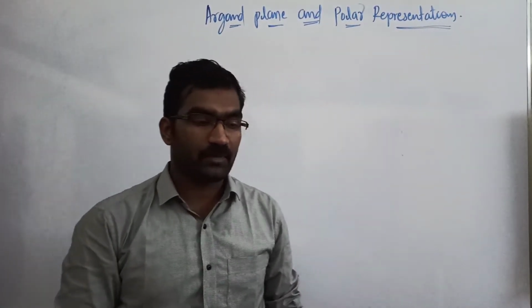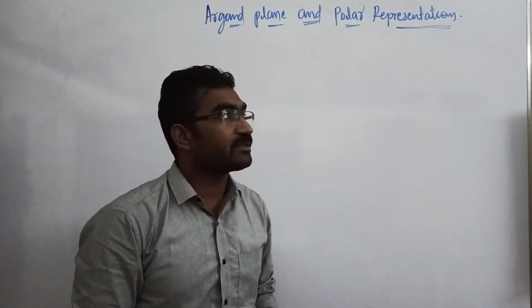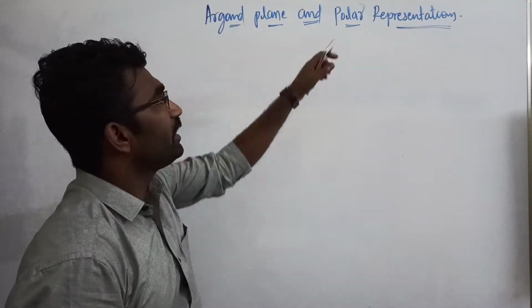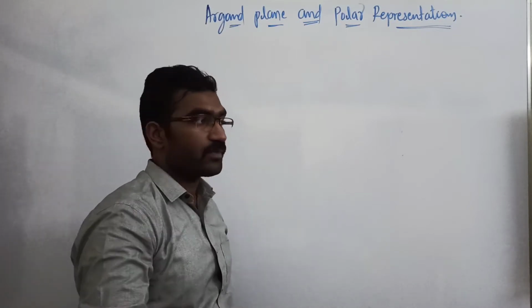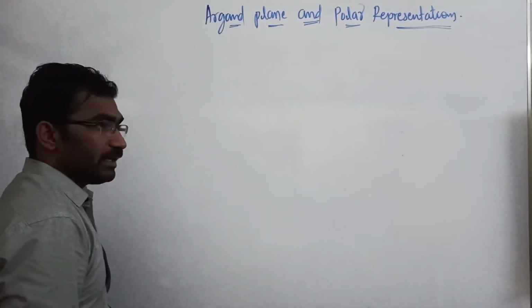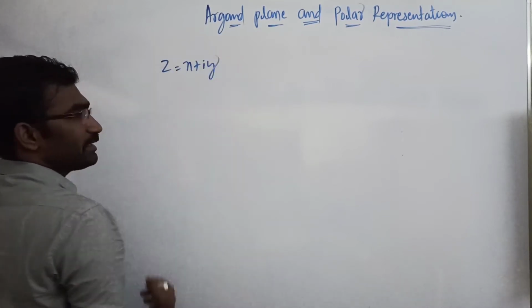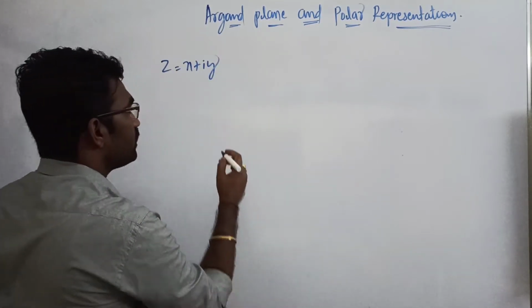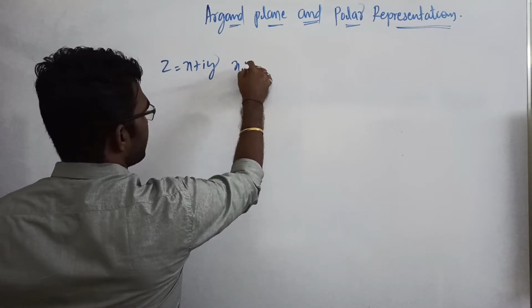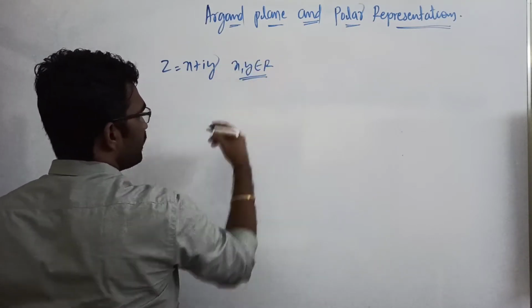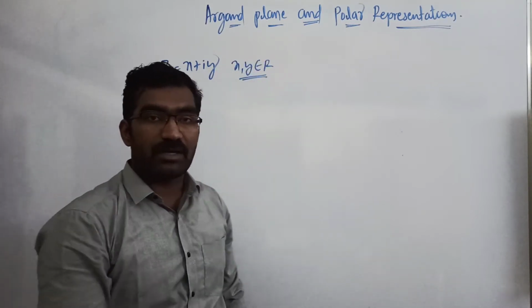Okay, hi all. Today in this class we are going to discuss the Argand plane and the polar representation. So we know that z equals x plus iy. This type of number is called a complex number, where x and y belong to the real numbers. That we have seen in the last videos.